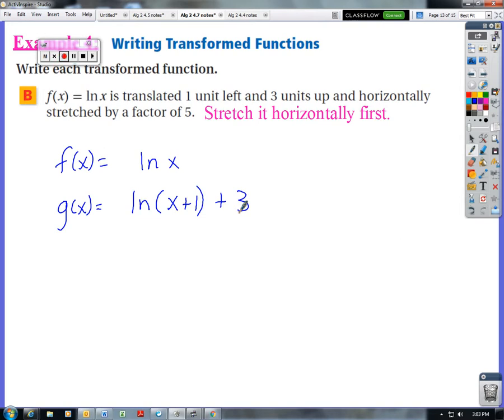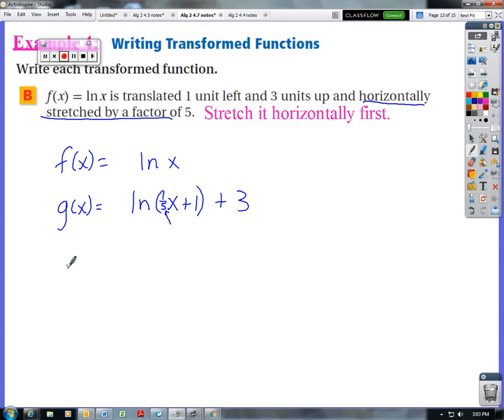And then horizontally stretched. So horizontal stretch is the tricky one. For one thing, it's with the x here. And for another thing, it is the reciprocal. So if it's a stretch by 5, it's actually 1/5 that goes in there. So I'm going to have 1/5.